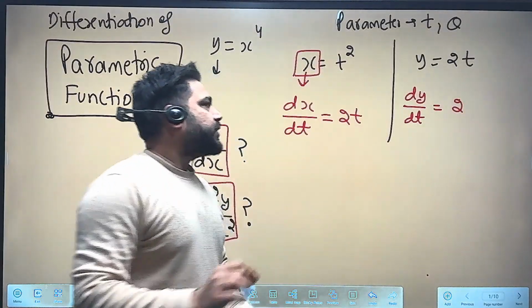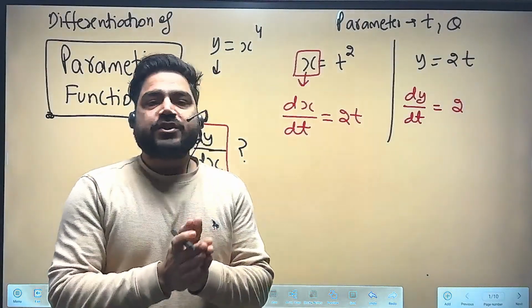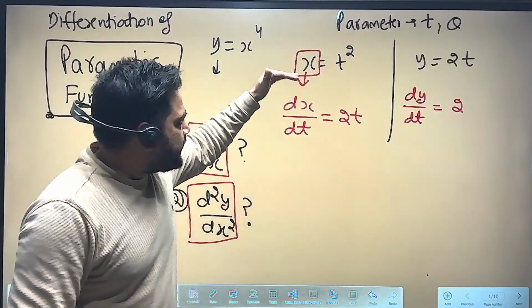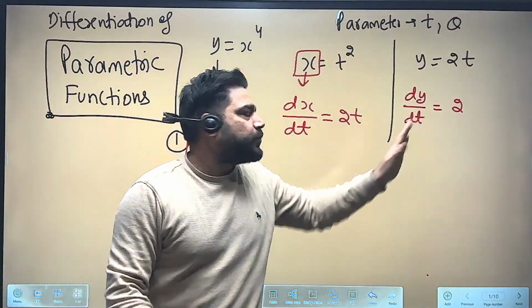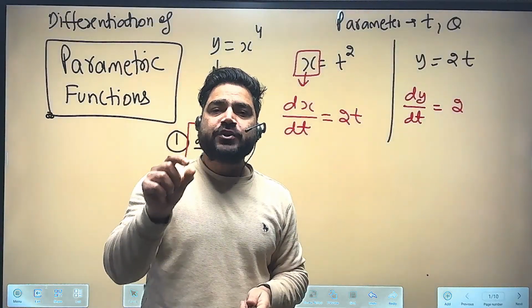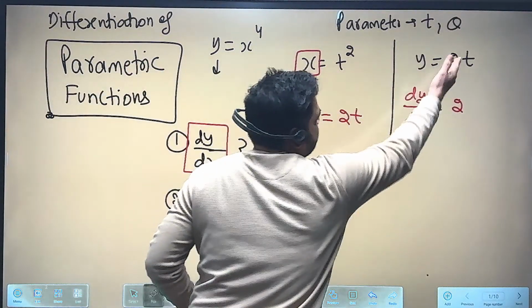One important thing you have to understand here is that the t differentiation right now we are taking as 1, because in x also we are differentiating in terms of t, and in y also we are differentiating in terms of t. So the t derivative will be 1. Here 2 is constant, and the t derivative is 1.